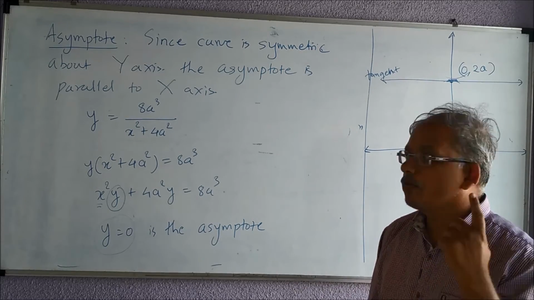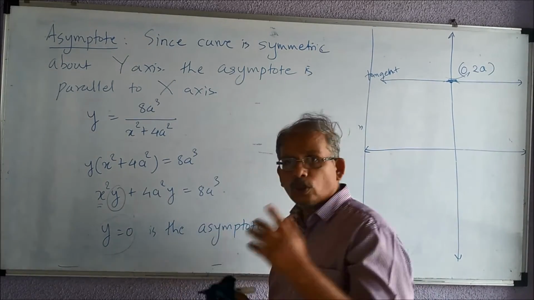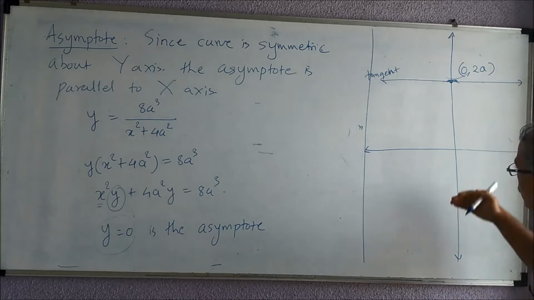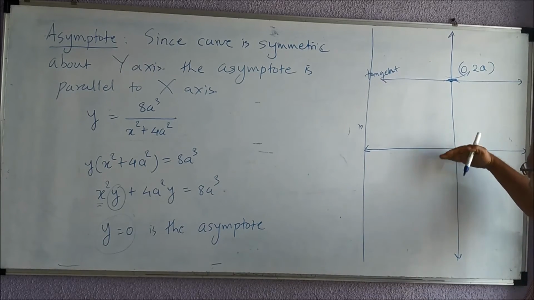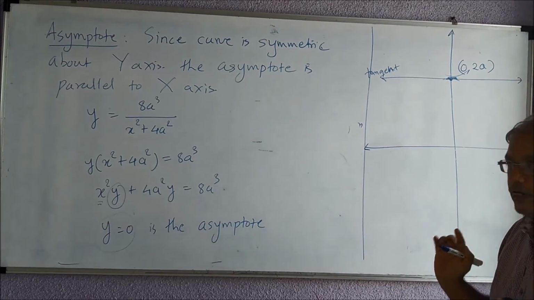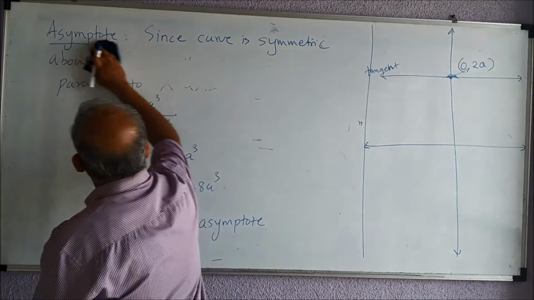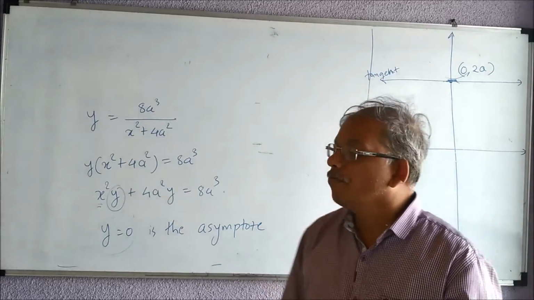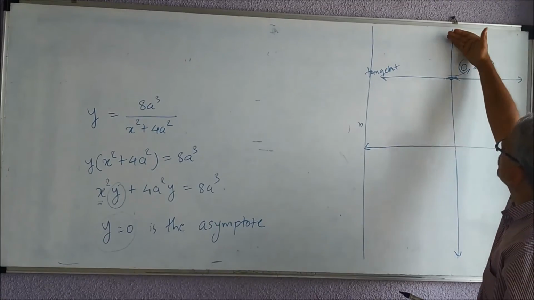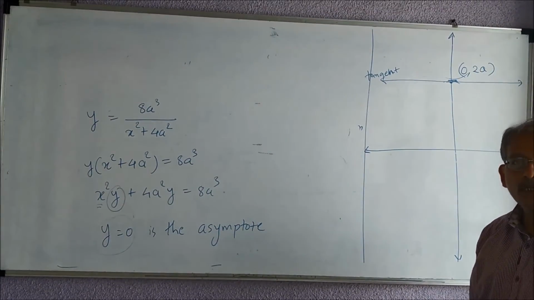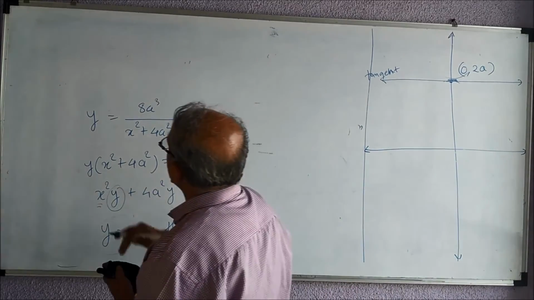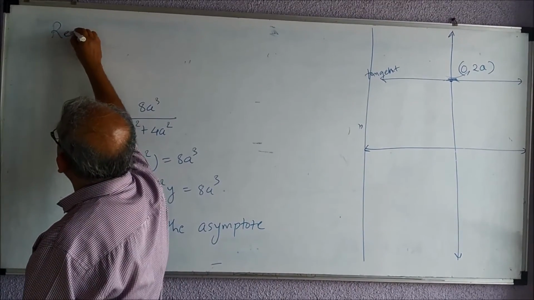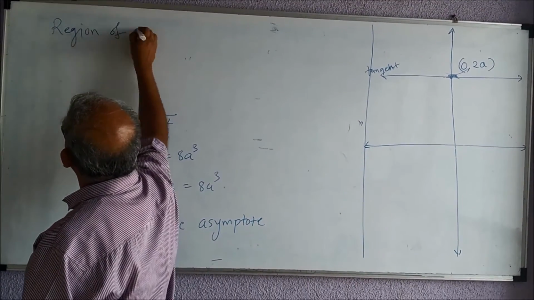Now see the region of absence. One region of absence we have already obtained by looking at the asymptote. There will be no part here, definitely. The only thing we need to determine is whether the curve exists above this line or below this line. So consider this equation. Region of absence.